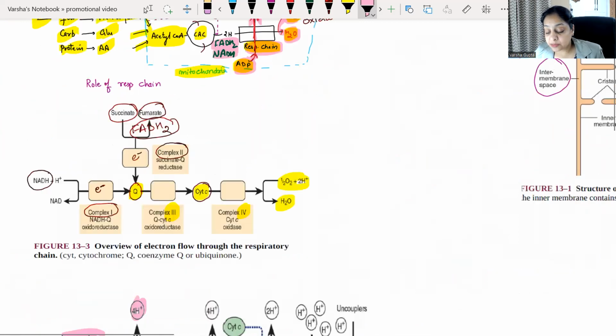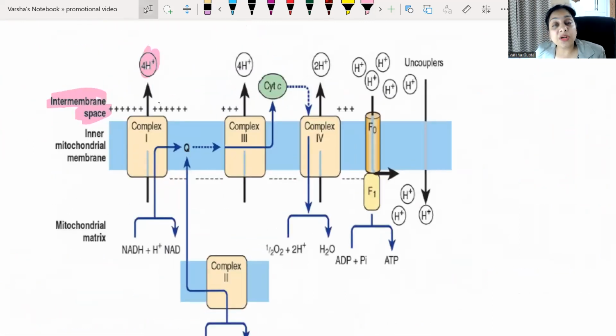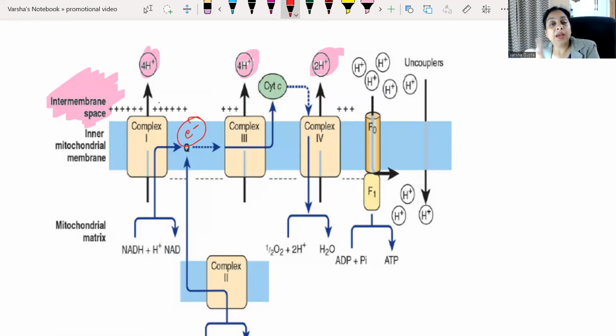Electrons are being transported. While the electrons are being transported, there is a net release of protons in the intermembrane space, highlighted in pink. We should know which complex is releasing how many protons. They may ask you how many electrons are transferred. Only one electron gets transferred at one time. Remember that. You cannot say Q will take 5-6 electrons and then transport them. It will take one electron, transport it, come back, take another and transport it. One electron at a time.